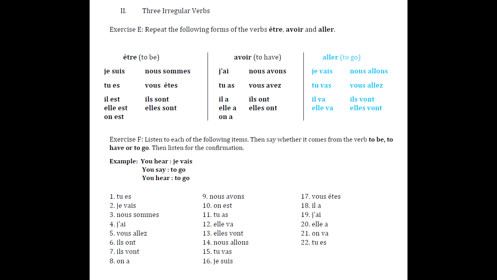2. 3 irregular verbs. Repeat the following forms of the verbs être, avoir, and aller. Être. Je suis, tu es, il est, elle est, on est, nous sommes, vous êtes, ils sont, elles sont. Avoir. J'ai, tu as, il a, elle a, on a, nous avons, vous avez, ils ont, elles ont. Aller. Je vais, tu vas, il va, elle va, nous allons, vous allez, ils vont, elles vont.